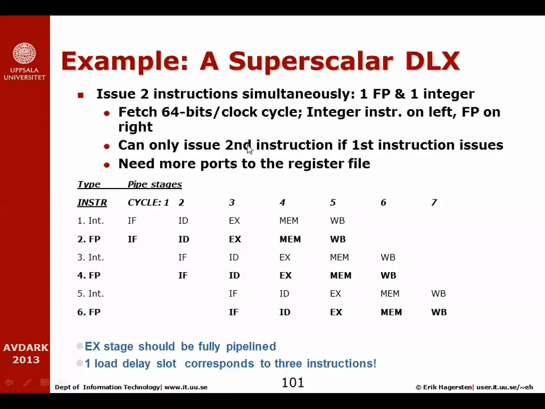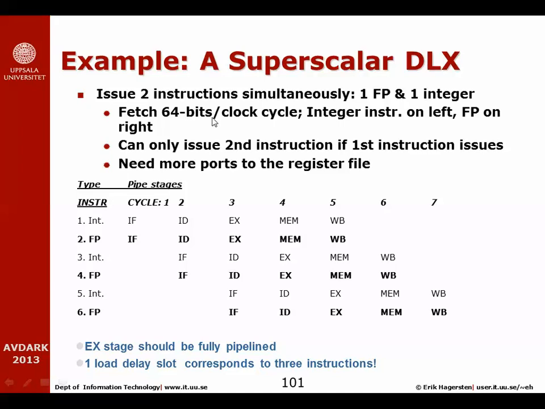Just to reiterate, we have a two-issue superscalar, so two instructions can simultaneously be issued in this architecture, but one has to be a floating point and one has to be an integer, because these two pipelines are specialized. We can fetch 64 bits of instructions each cycle. There are rules here, of course.